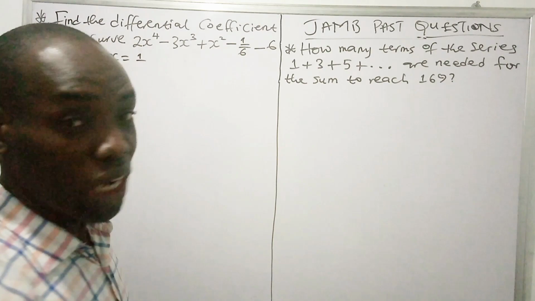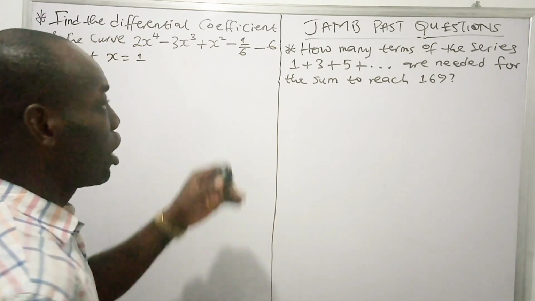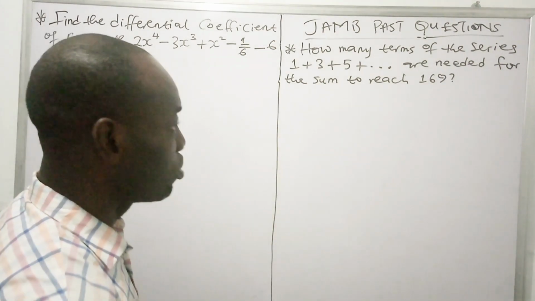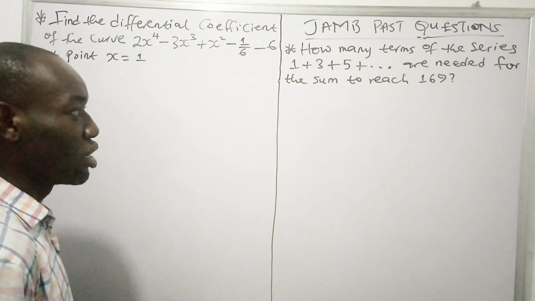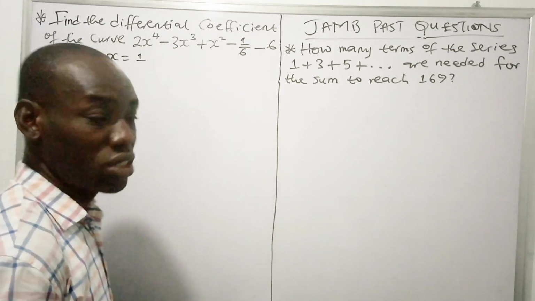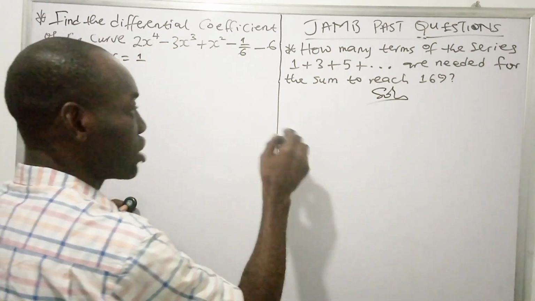We're going to be reviewing some JAMB questions today again. Now, we have two questions here. First of all, how many terms of the series 1 plus 3 plus 5 are needed for the sum to reach 169? That is, we're asked to find the number of terms that will equal 169.